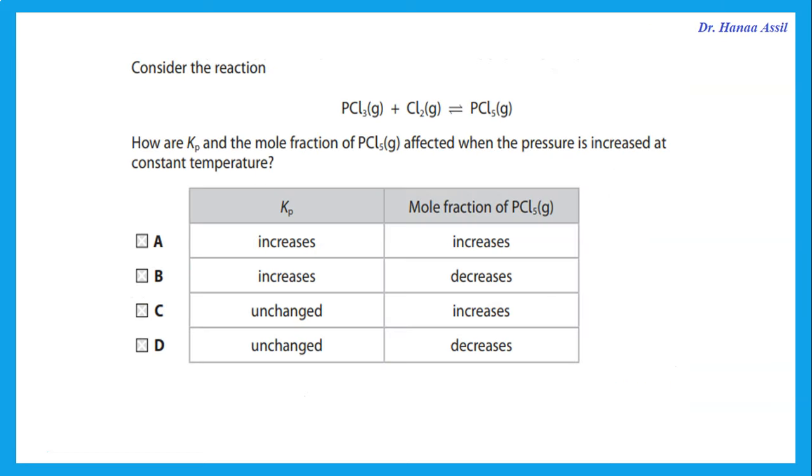Consider the reaction. How are Kp and the mole fraction of PCl5 affected when the pressure is increased? So we're increasing pressure. First of all, we said if we increase pressure, the reaction goes to the side that has fewer moles. So in this reaction, it will go forward. If it goes forward, then the Kp, first of all, we are not changing temperature, so the Kp does not change. But the mole fraction of the PCl5, if I am going forward, I am forming more PCl5, and that means the mole fraction of PCl5 would increase.